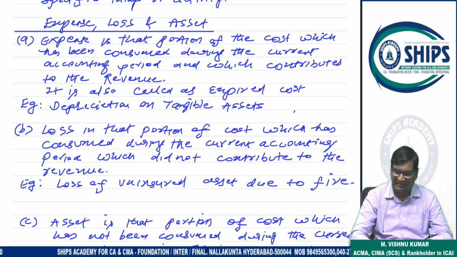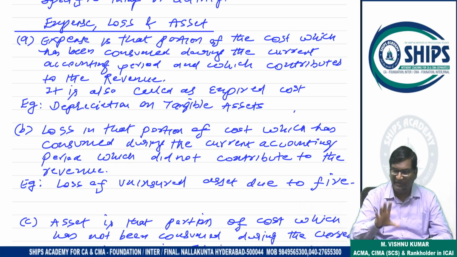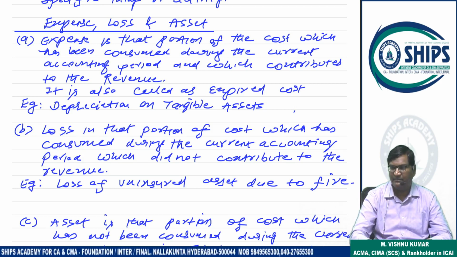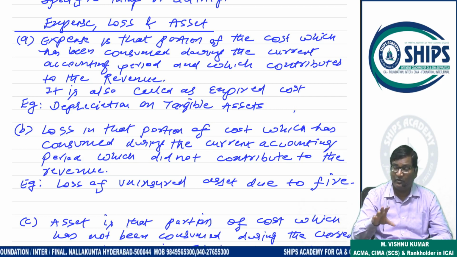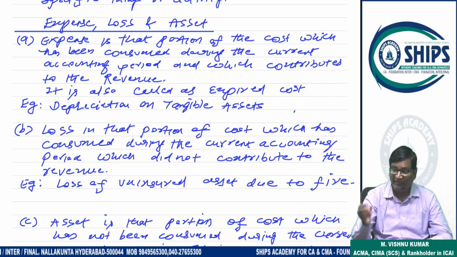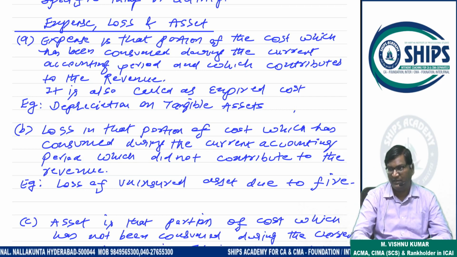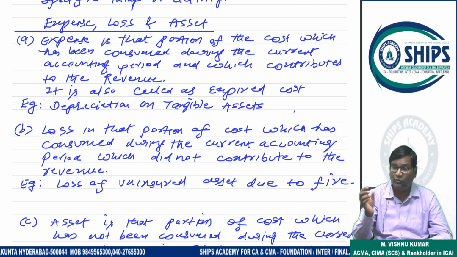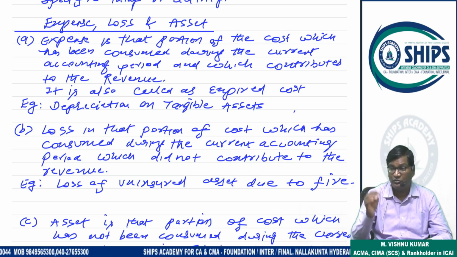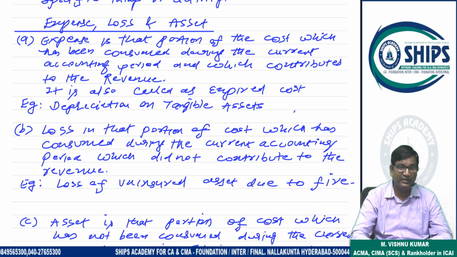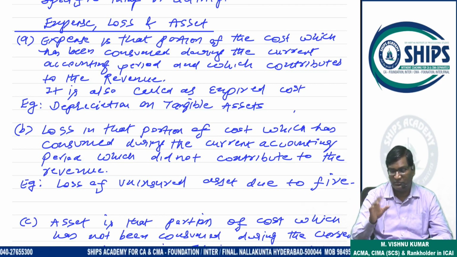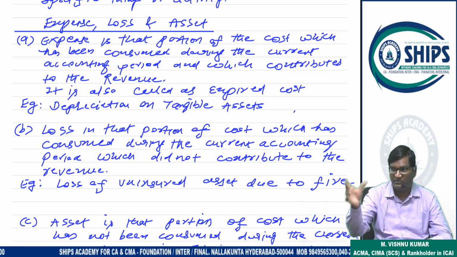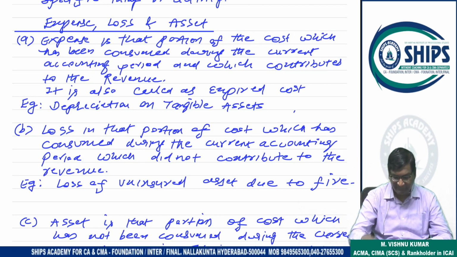Suppose you have incurred the cost but you haven't received any benefit, or sometimes whatever cost you incurred, you haven't received the benefit for 100%. You receive the benefit to some extent only. So for the remaining you haven't received any benefit. So that is called a loss. It is called what? Loss.